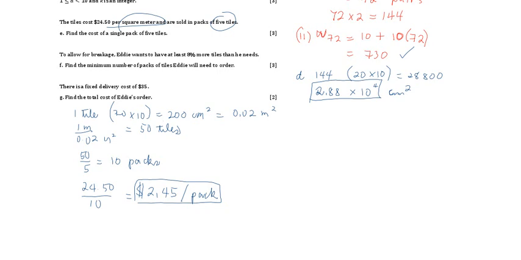Or you can also, another solution here, let me write in red. So this is letter E. So another solution, because we know that you need 50 tiles, you can have 24.50 divided by 50 tiles, but then they are sold in packs of 5, so multiply this by 5. It will also give you 2.45 dollars per pack.